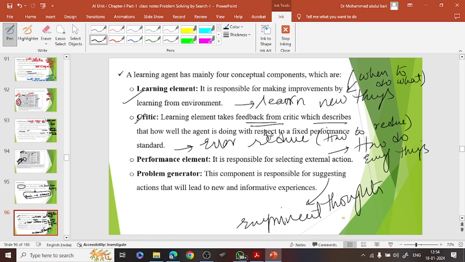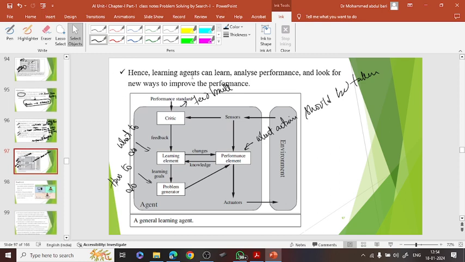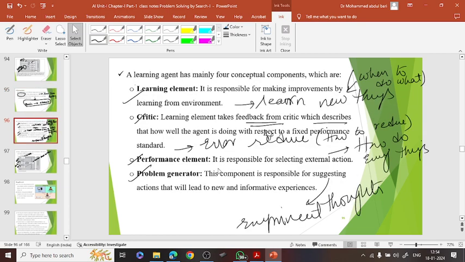The critic works based on feedback, errors and everything. The performance element is responsible for selecting actions. The problem generator is the component responsible for suggesting experiments. So it has four components: the learning element for learning new things, the critic based on feedback, the performance element responsible for selection, and the problem generator. Then the diagram shows how the learning agent can learn: what action to be taken, what the critics say, what feedback we have to learn from, and how to handle the problem. This is the block diagram of the learning agent.